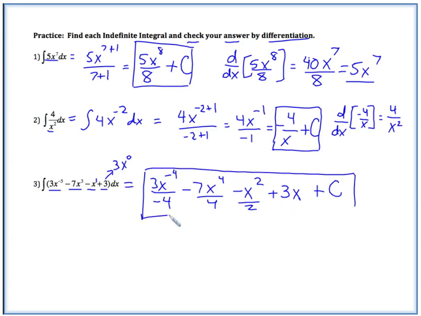Okay, so go ahead and find this derivative really quickly. So we would have negative 4 times 3 over the negative 4. So we have 3x, and then this has to decrease by 1, so negative 5. Here we have 4 times the 7, and then divided by 4, so it's really negative 7x. Decrease this by 1, goes to 3. Here, 2 times negative 1/2 is just negative 1. And then if we decrease the 2 by 1, we just have 1.